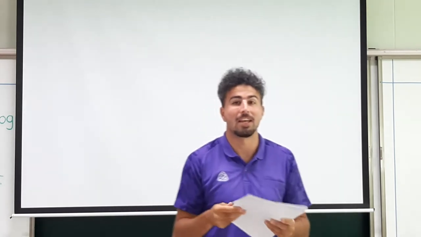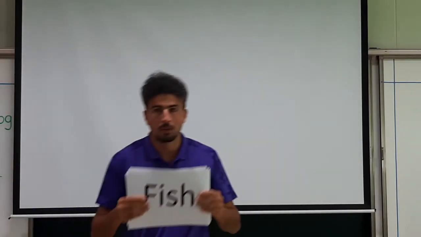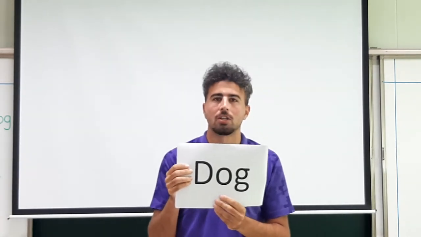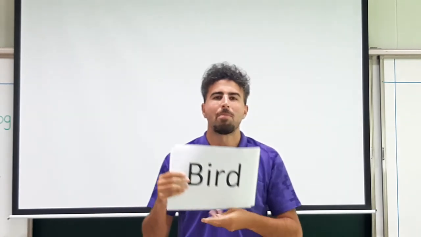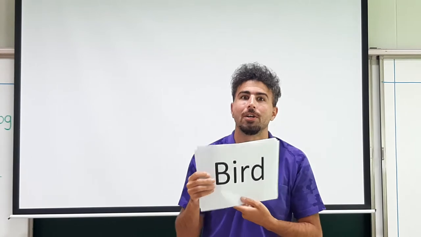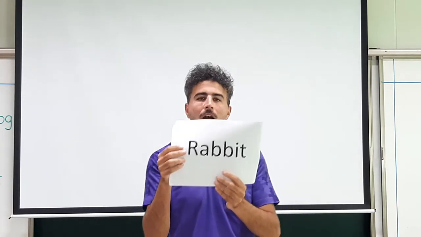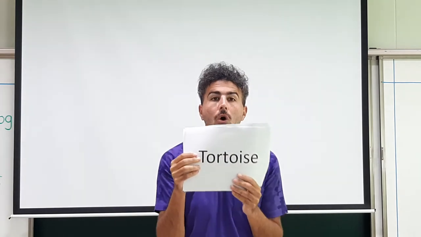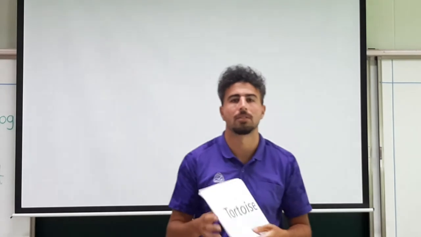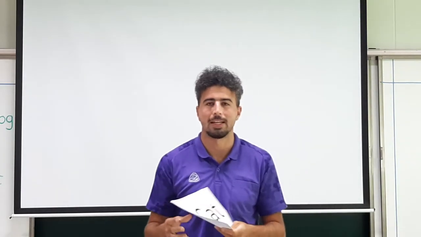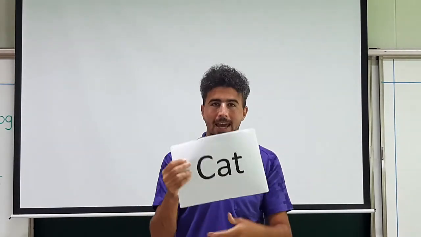Next, let's see the sounds. Ready? 3, 2, 1, ready? Fish. And dog. And we have bird. And we have hamster. And we have rabbit. And tortoise. And we have mouse. And easy one, cat.